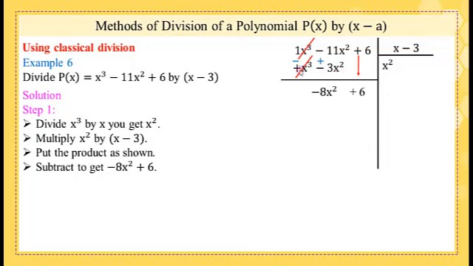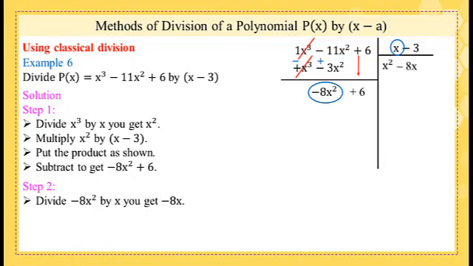1x cubed minus x cubed equal 0. Minus 11x squared plus 3x squared equal minus 8x squared. You must pay attention that the sign minus is changed to plus, because minus times minus equal plus. And here we have plus 6 minus 0 equal plus 6. Step 2. Divide minus 8x squared by x. You get minus 8x.